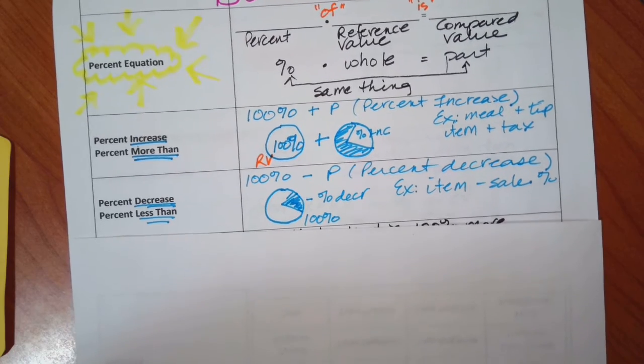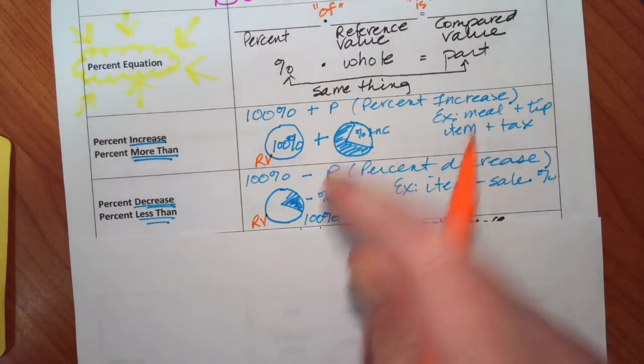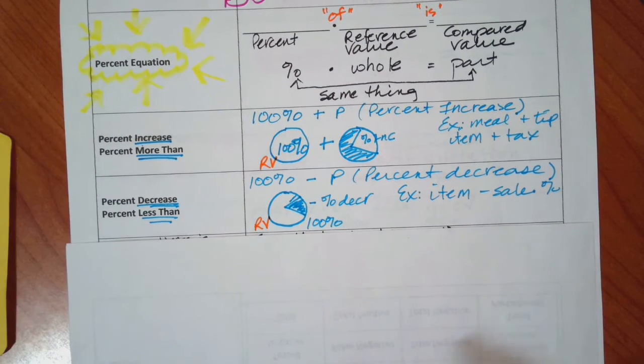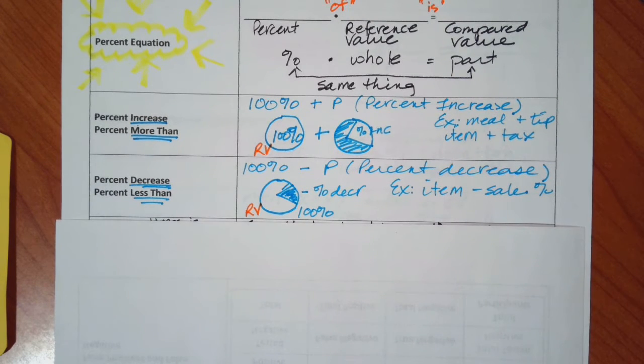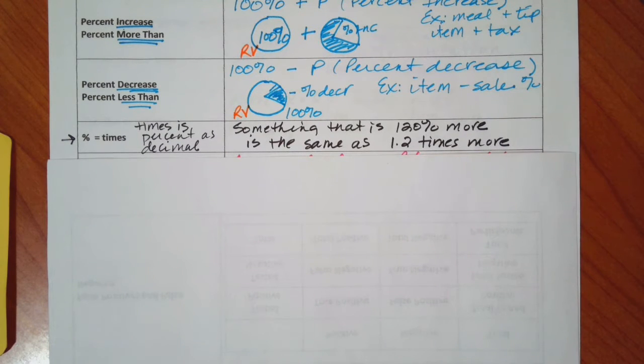Percent decrease, which is less than, is you take the whole reference value and you subtract out the percent decrease. So an item minus a sale percent, or a discount, or something of that nature. Now I put this in here just to let you know that percent is times percent as a decimal. So if it's 120% more, then that's the same as 1.2 times more.